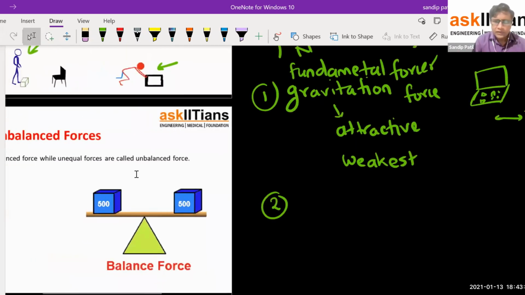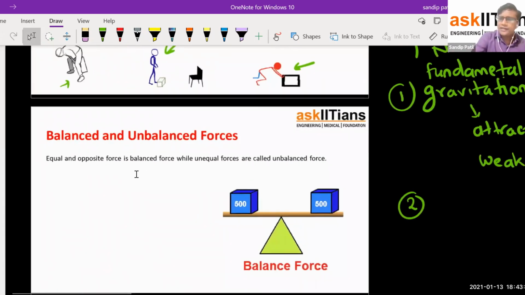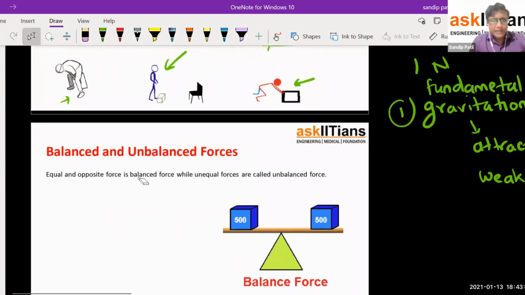Now let's come back to our PPT and let's see. The next point is balanced and unbalanced force. Now we want to talk about balanced and unbalanced force. As I already told you, what is a balanced force? Balance means everything should be in order.